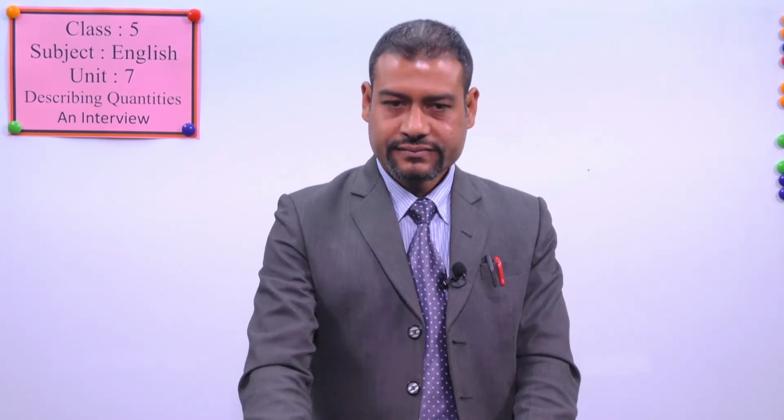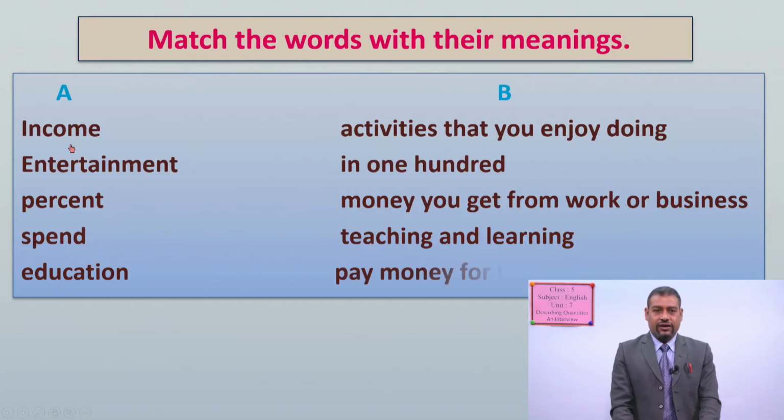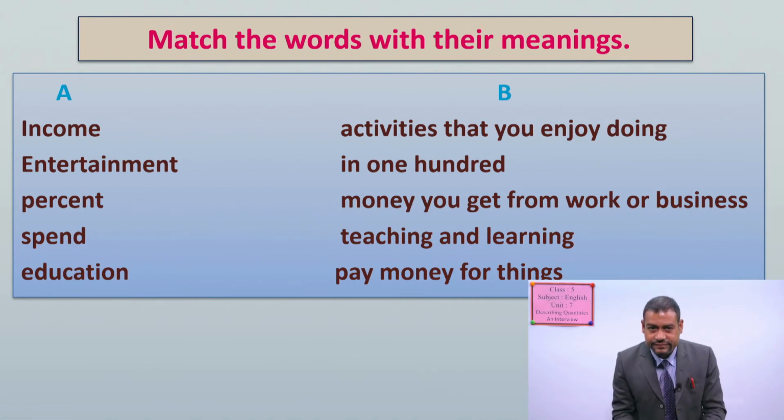And the exercise for you is, let's see, say income. You have to match the meaning of this word income here. For example, income means you have to find out, is it activities that you enjoy doing, or in 100, or money you get from work or business, or teaching and learning, or pay money for things. Which one is the correct? You have to do. Please start doing now.